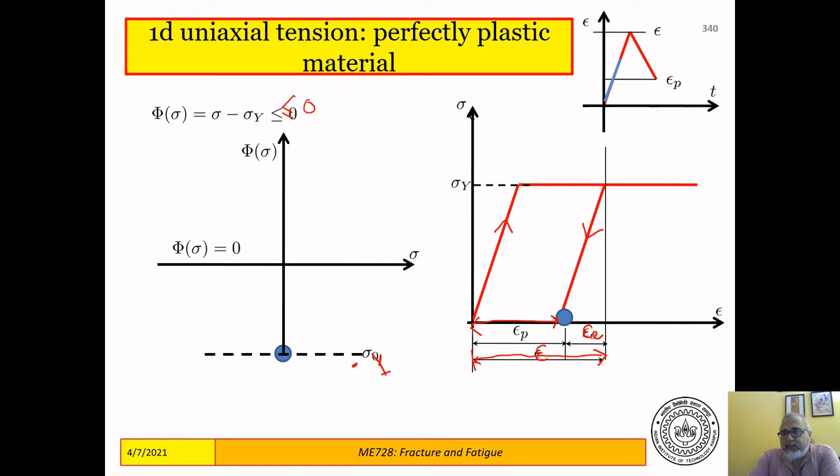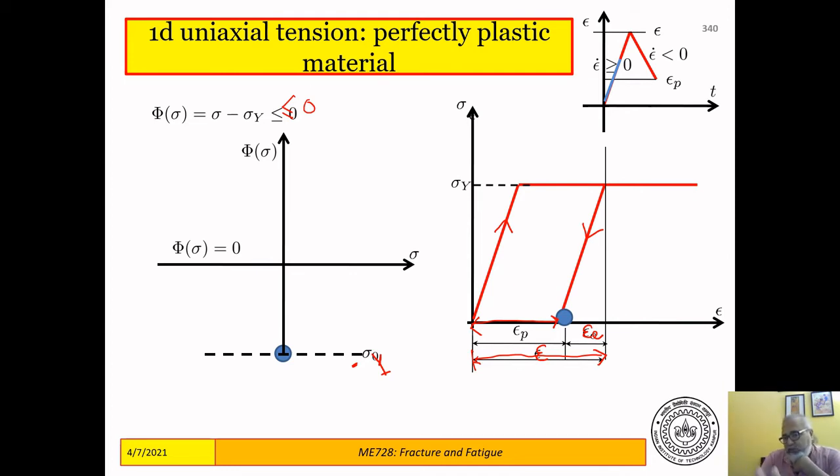This is the first condition that I have, that phi sigma is always less than 0. And also, how do I distinguish between loading and unloading? I distinguish between loading and unloading as epsilon dot is greater than 0 during the loading phase, be it elastic or be it plastic. Be I on this branch or on this branch, epsilon dot is greater than or equal to 0. Only when I start unloading does epsilon dot become less than 0. So the sign of epsilon dot will tell me whether I am in the loading phase or in the unloading phase.